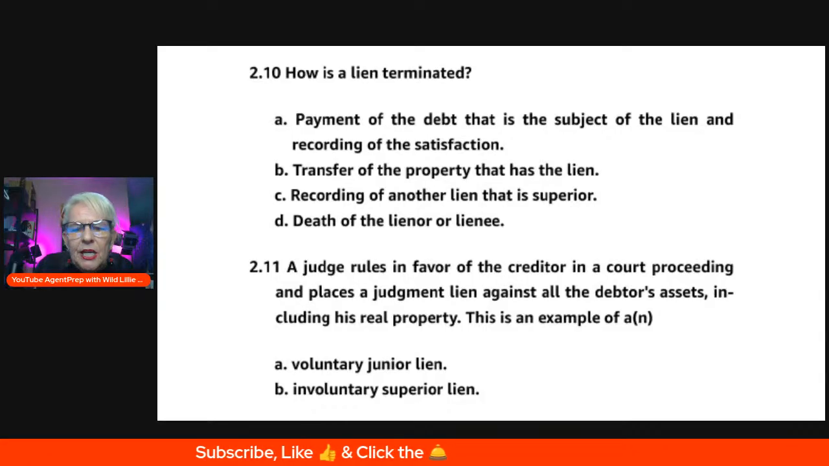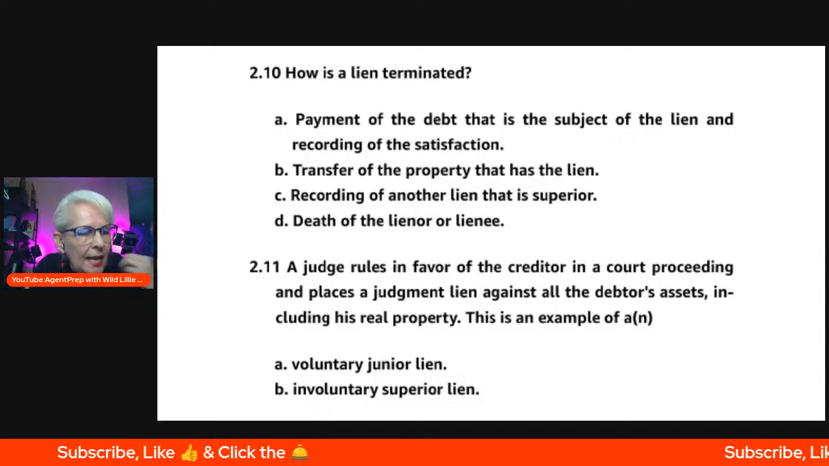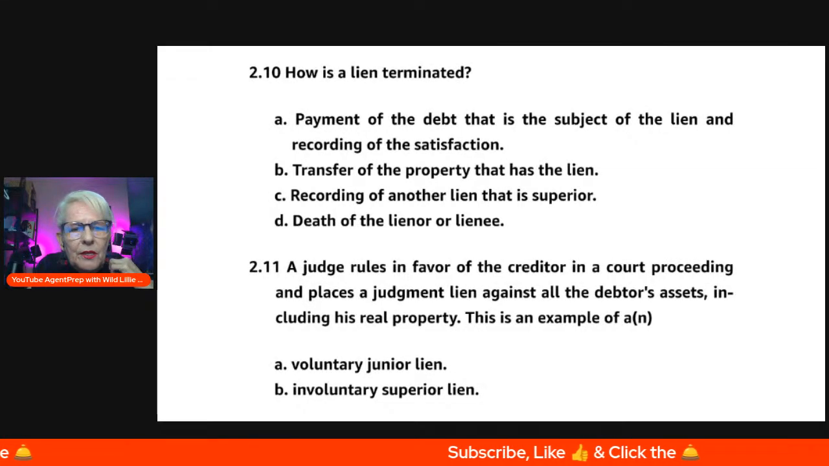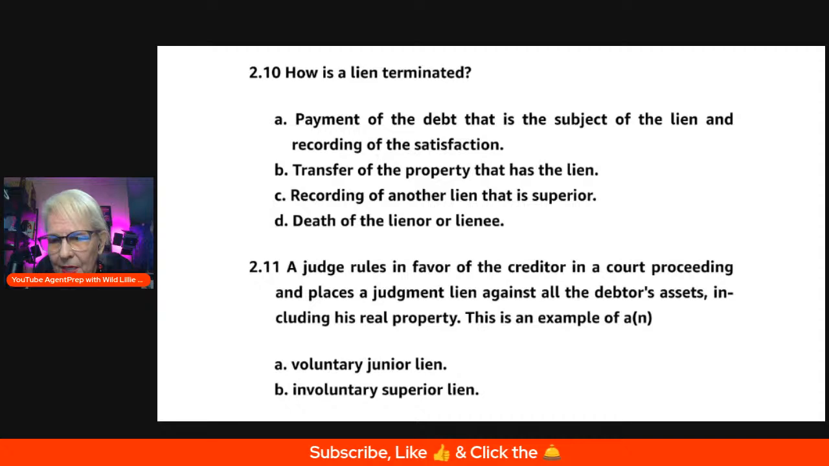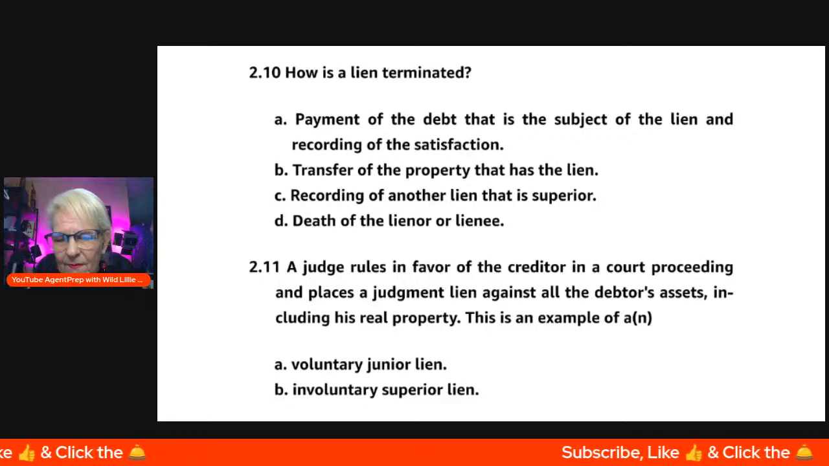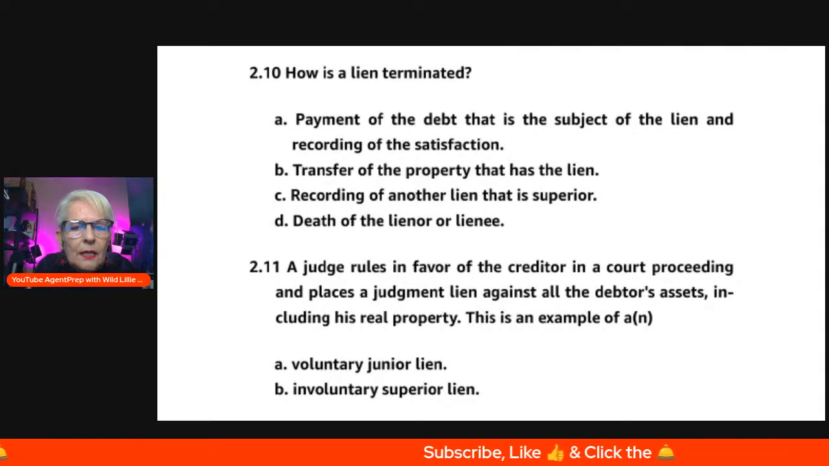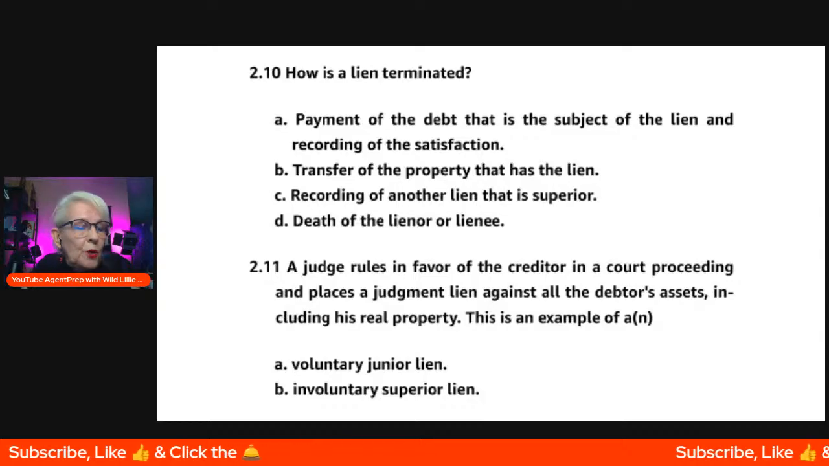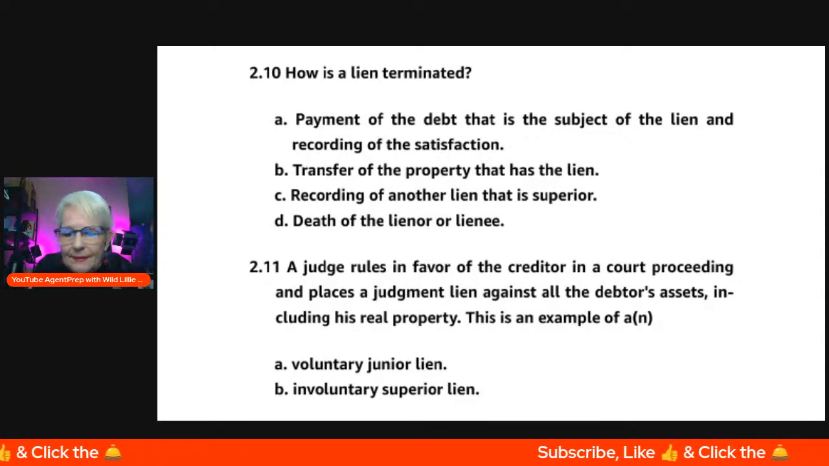The answer here is D. I'm sorry, what question are we on? Eliminate that. Delete comment. Okay. How to terminate the lien is by paying the debt off, which is subject to the lien, and recording of satisfaction. So that is A.